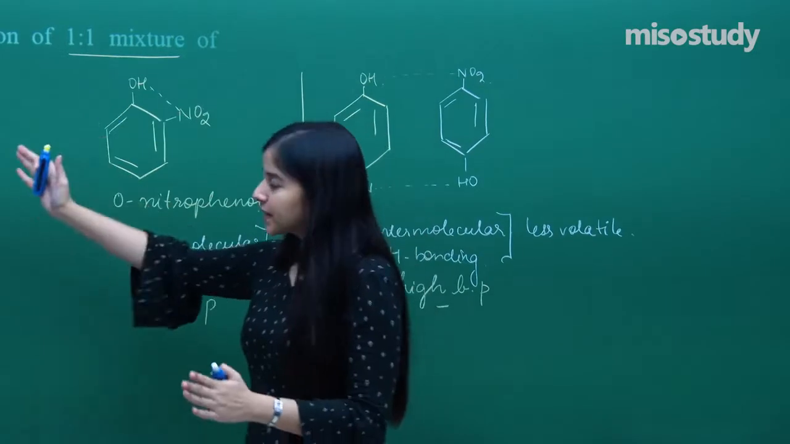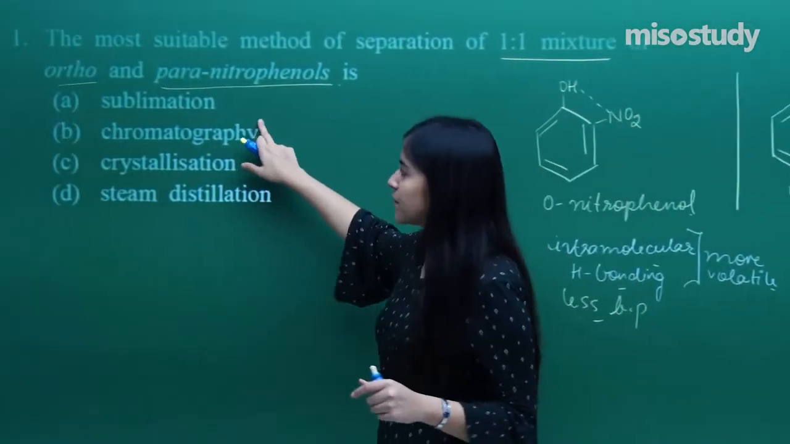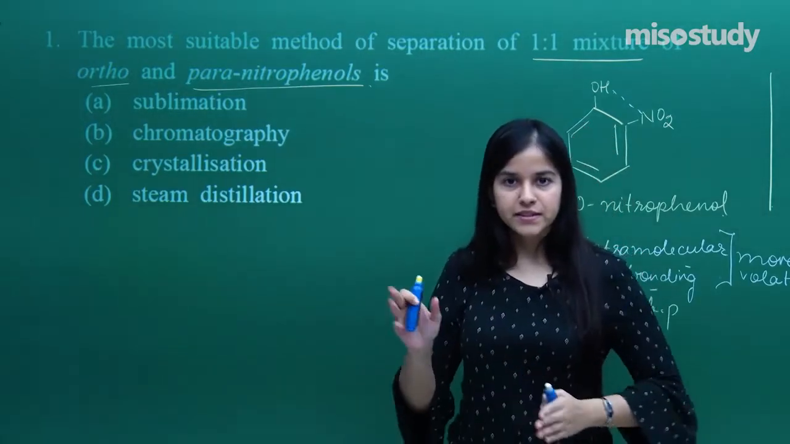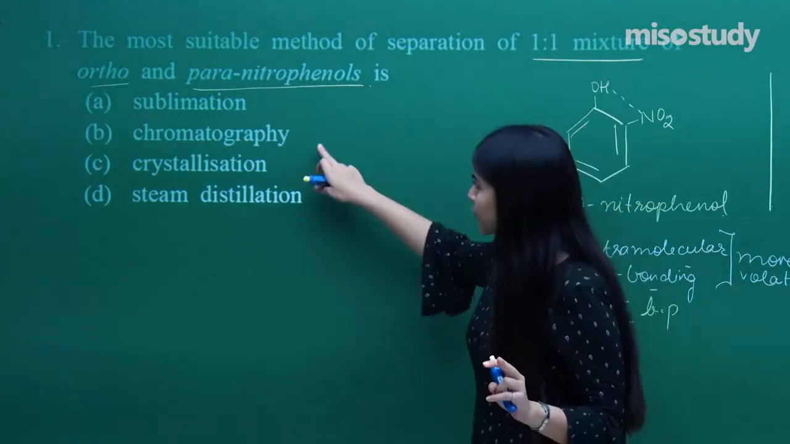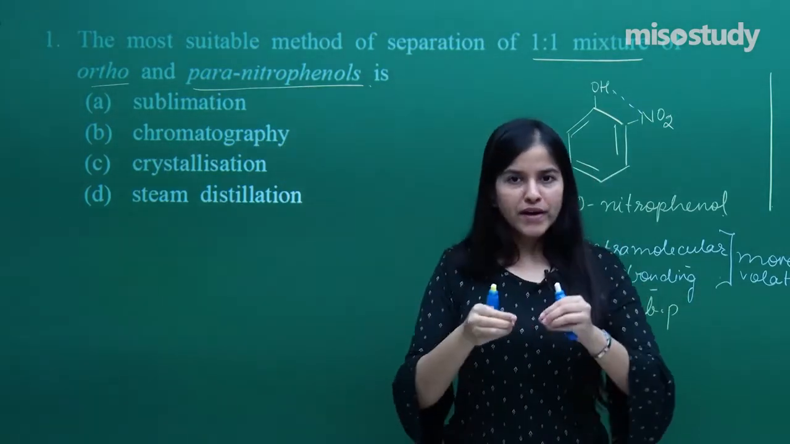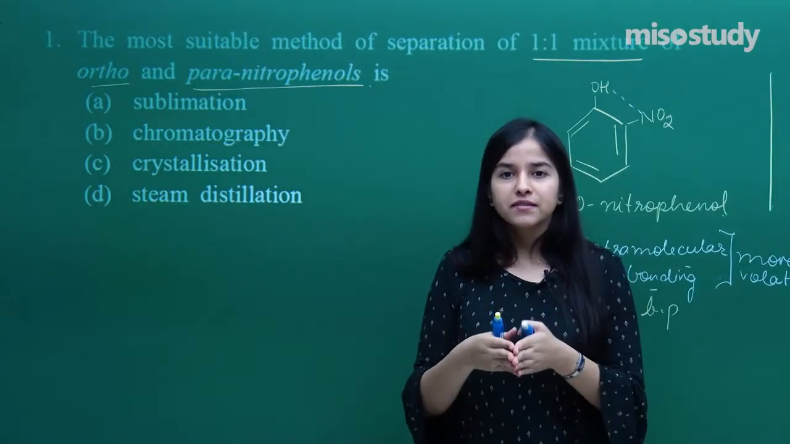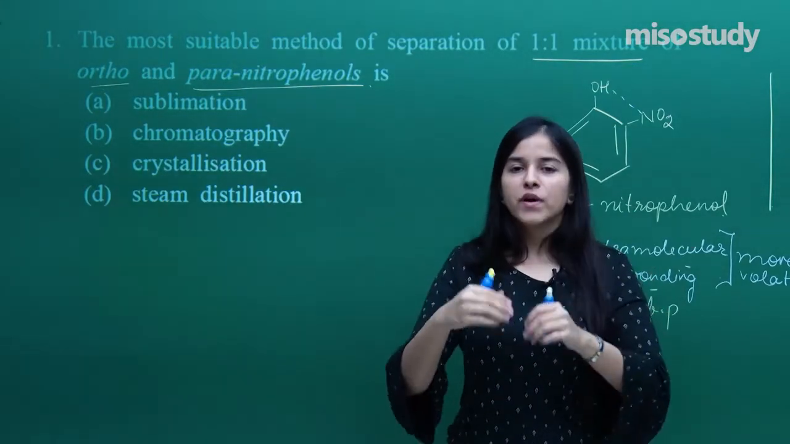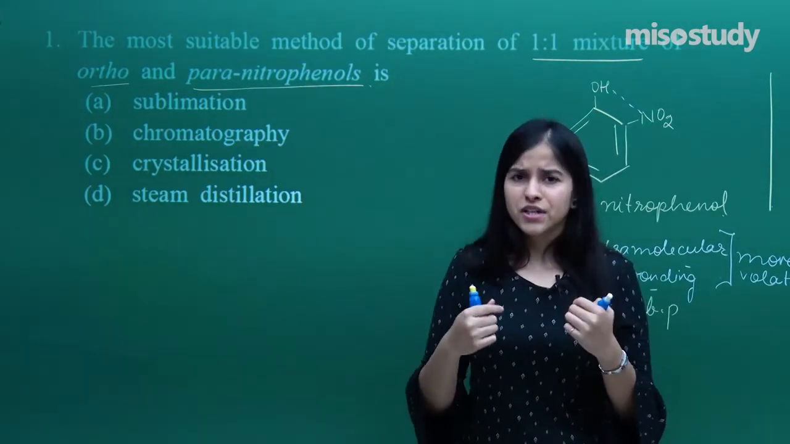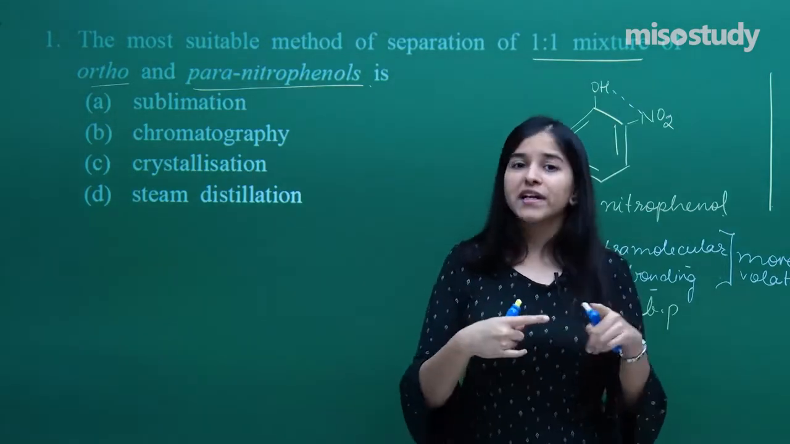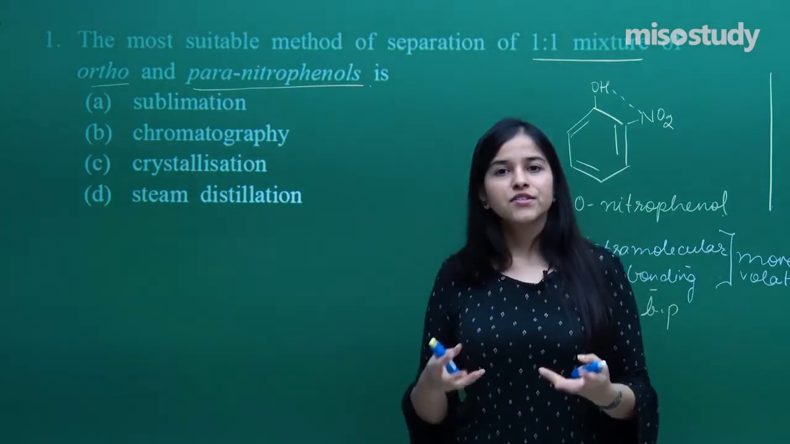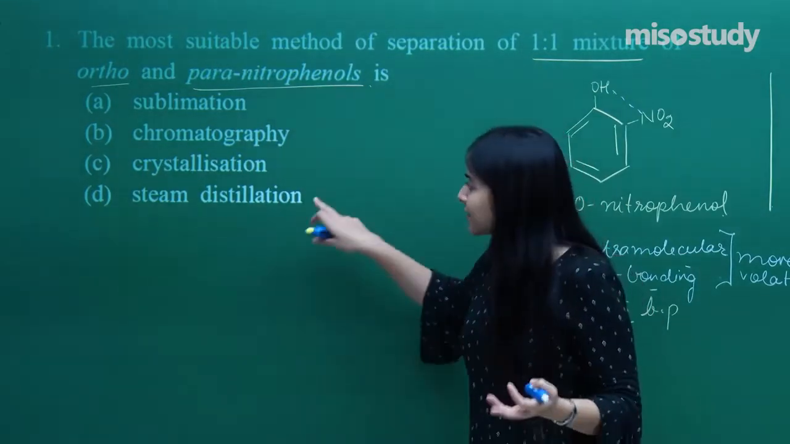As per the options given here, sublimation is direct conversion of solid to vapor state. So that is not a possibility here. Chromatography, I don't think so. Chromatography is when a particular mixture of compounds has affinity towards the stationary phase, right? Here no such stationary phase is provided that we can correlate with the bonding of these molecules. Crystallization is getting converted into crystals, and steam distillation.